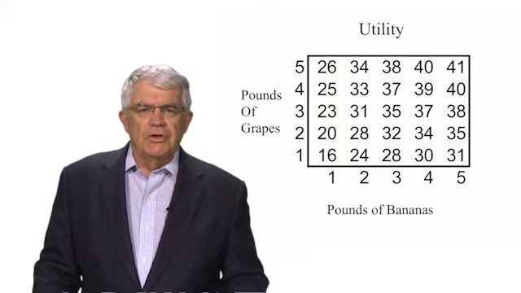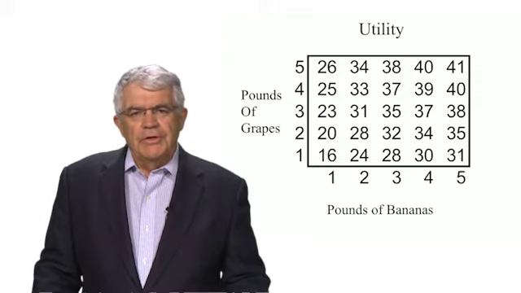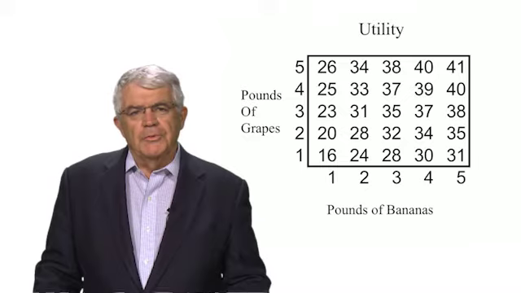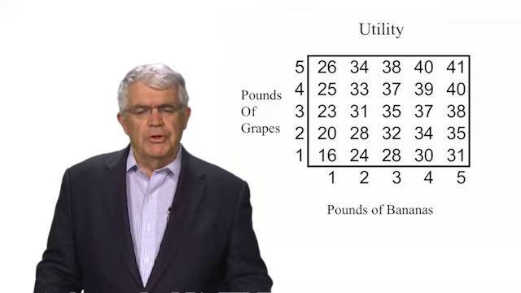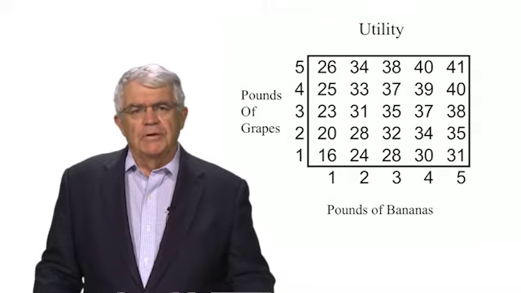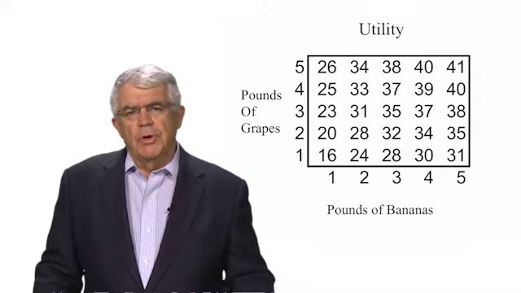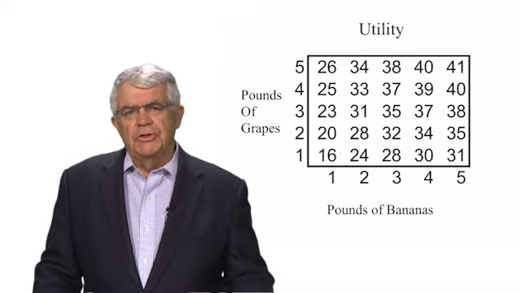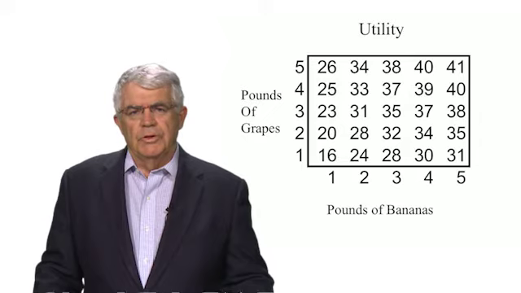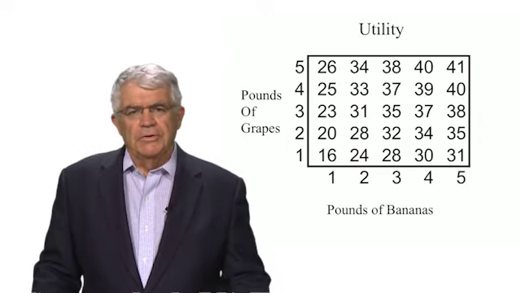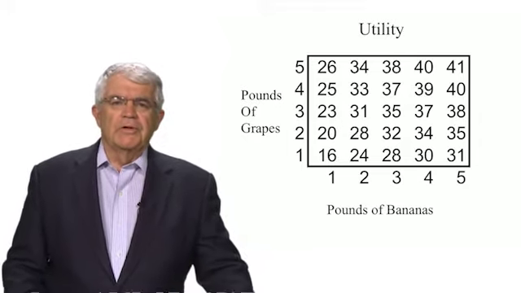If you notice, as you go up this column, the increments get smaller. So from 16 to 20 is 4, from 20 to 23 is 3, from 23 to 25 is 2, from 25 to 26 is 1. Those increments, sometimes called marginal utility, decline the more grapes you have. So the marginal utility, we call it, the change in utility as you consume more grapes, declines as you consume more grapes. You can look at the utility of bananas just looking in the horizontal direction.